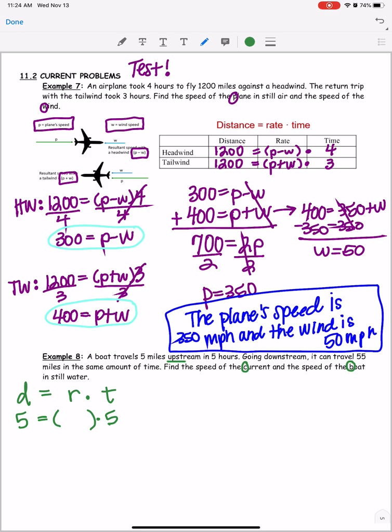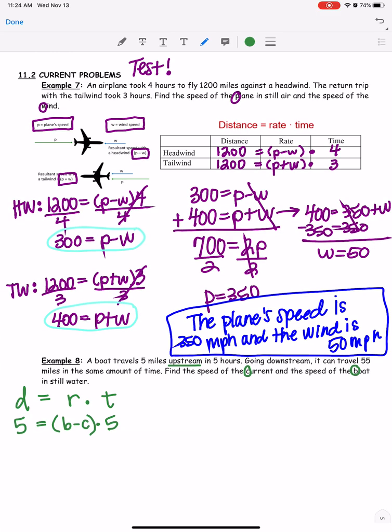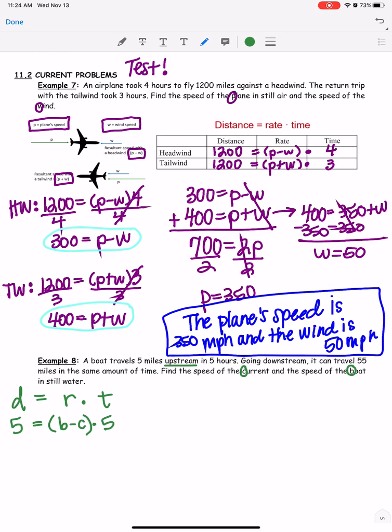If I am going upstream, that means I am going against the current. If I'm going against the current, then that is hurting me. So it's my boat speed minus that current. Now it says going downstream. So downstream, now that current is helping me. So B plus C. And I can travel 55 miles. So that is my distance, in the same amount of time, so 5 hours. So solve.